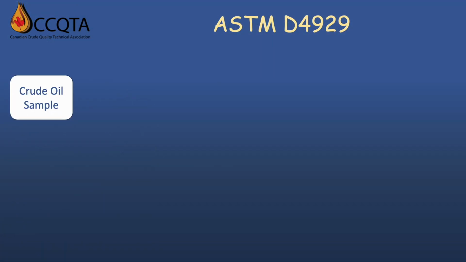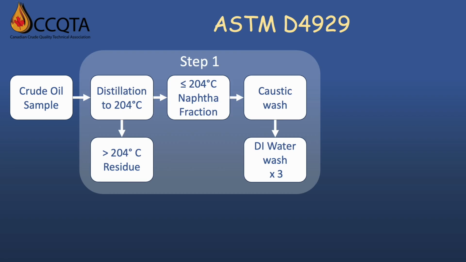Now let's look at the more complicated D4929 method. D4929 involves a two-step process. Firstly, an ASTM D86 type distillation is carried out to isolate a naphtha fraction with the distillation stopped at 204 degrees C. This fraction is then washed with caustic to remove hydrogen sulfide and then repeatedly washed with deionized water to remove the soluble inorganic chlorides. Any remaining chlorides in the naphtha are considered hydrocarbon-soluble organic chlorides.